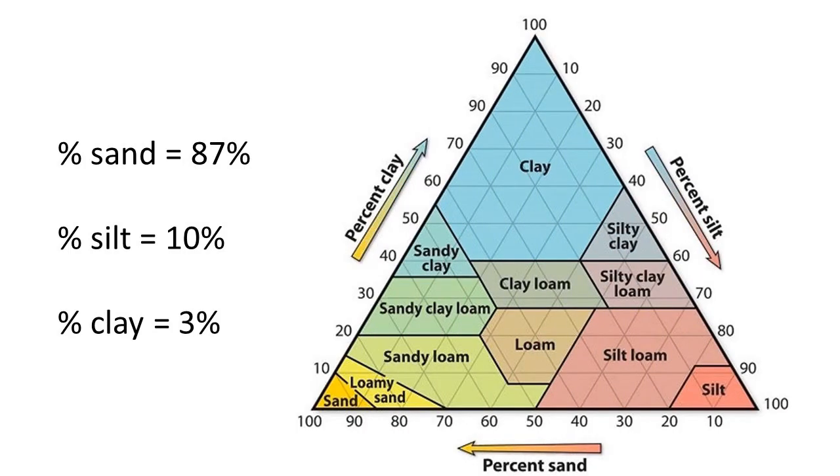Using a textural triangle, we draw a line from 87% sand, then a line from 10% silt, and then another line from 3% clay. The soil texture is sand.